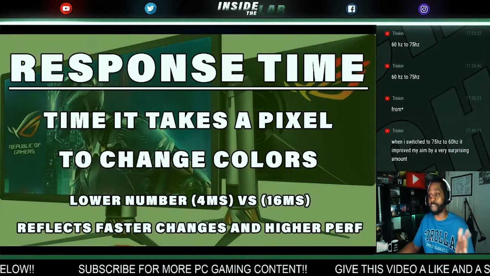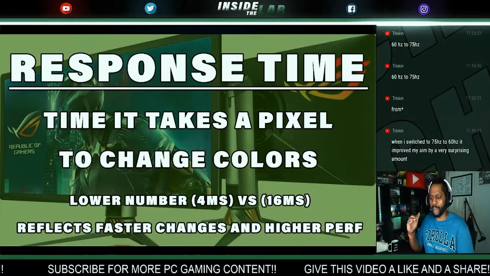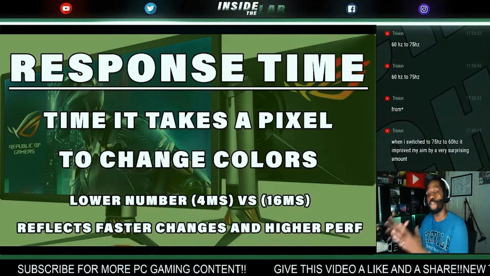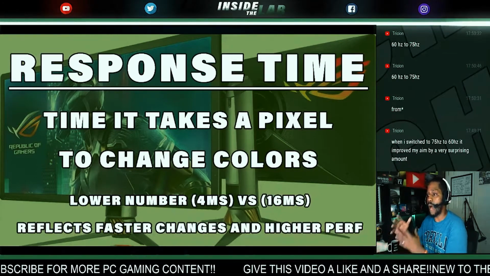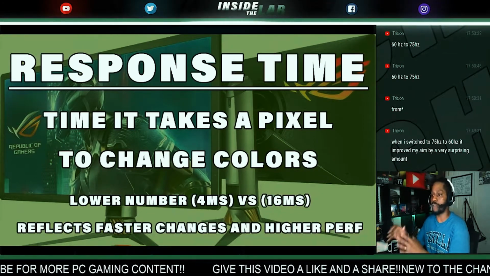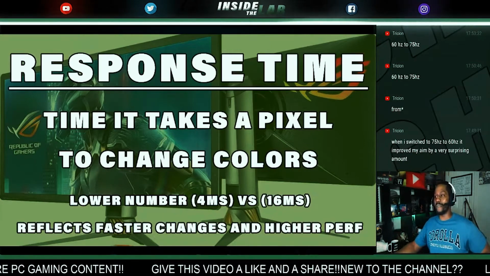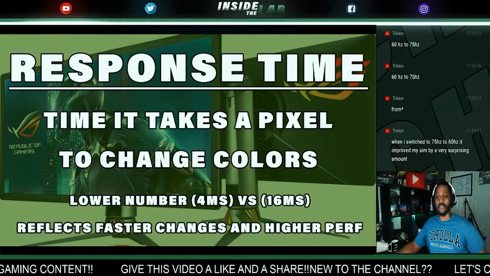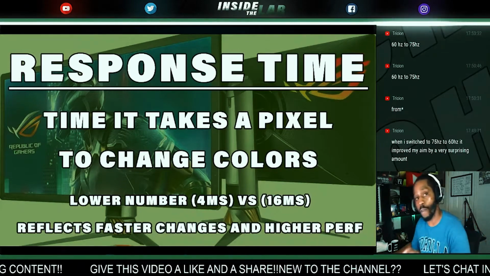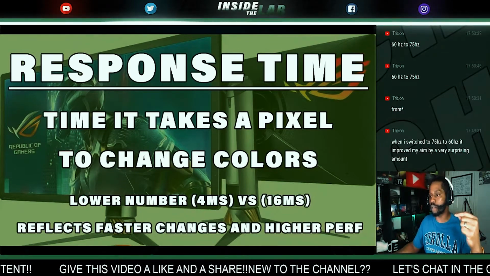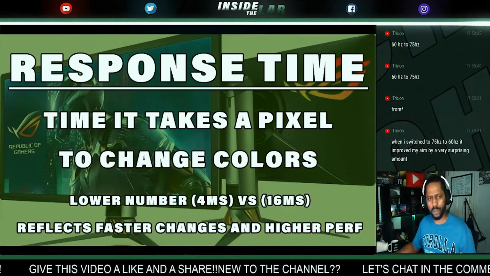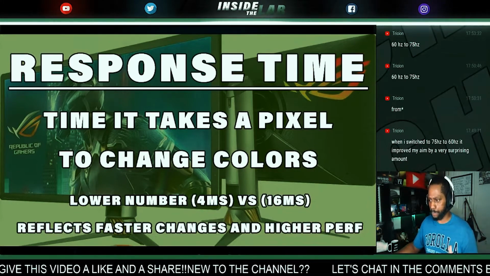That matters for fast-paced visuals, right? Fast-paced visuals matter for competitive gaming. Higher refresh rates and faster pixel response times also dramatically reduce ghosting. I recommend 1 millisecond response time monitors. A few that I actually picked out for this live stream that we're going to slowly glance over and talk about.